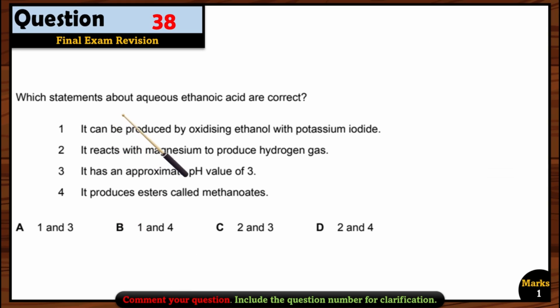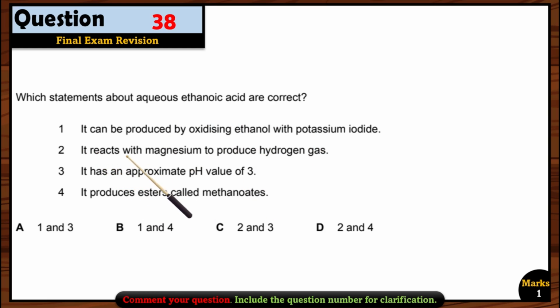Question 38. Which statements about aqueous ethanoic acid are correct? It can be produced by oxidizing ethanol. Yes, that's right. With potassium iodide. That's wrong. Potassium iodide is not an oxidizing agent. It's a reducing agent. And we have to produce ethanoic acid by oxidizing ethanol, so we have to use potassium manganate, not iodide. So this option is wrong.